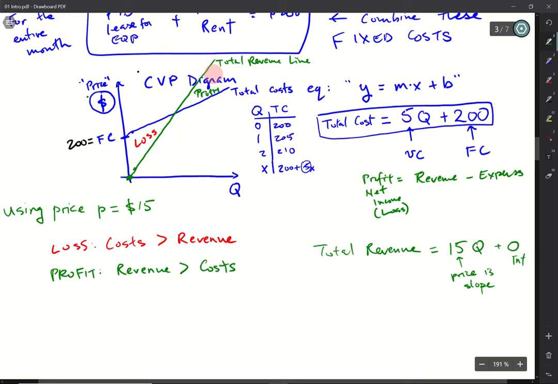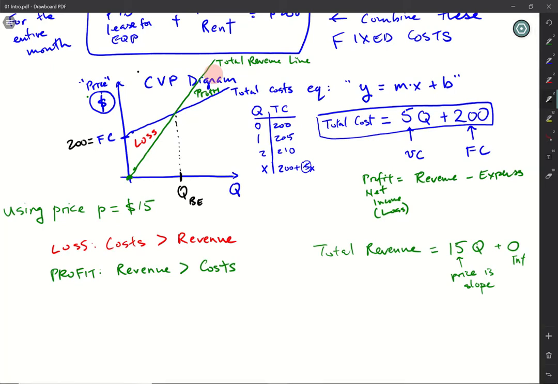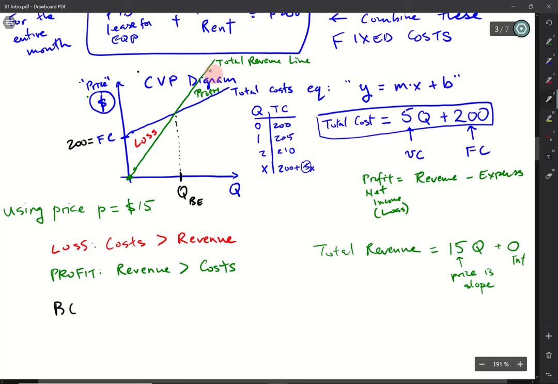Okay, and then there's this other point over here. And what would you call this point? The break-even point, because that's where your revenue exactly equals your cost. Okay, so break-even: revenue equals cost.